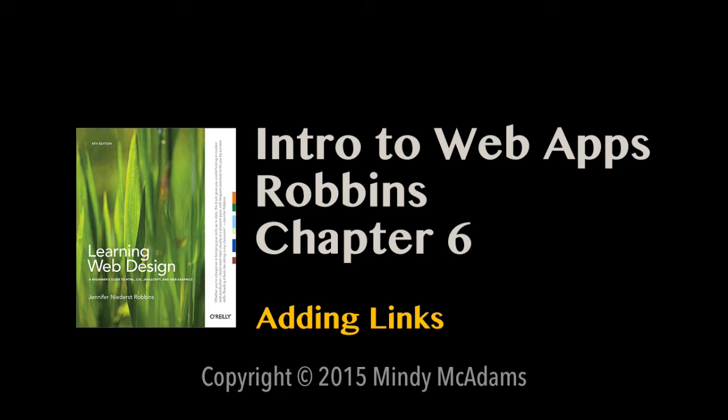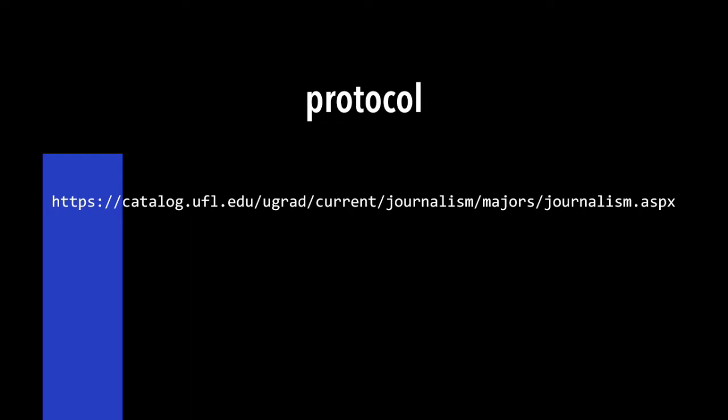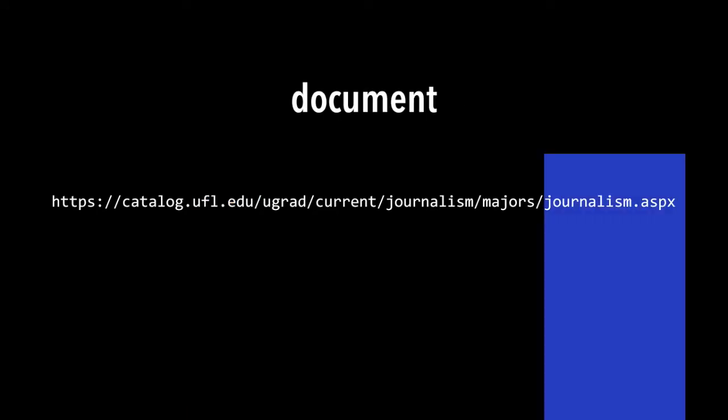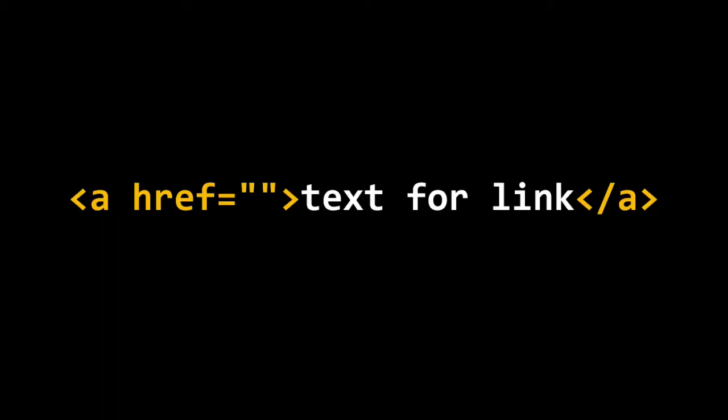Chapter 6 is all about how to make links. Now you learned about the structure of a URL in Chapter 2. Naturally, this is important to making links because a link has to include a URL so that it can open something, okay? So the URL is the value of the href attribute. You know, an attribute has a name and a value. The name is href and the value is going to be that URL.